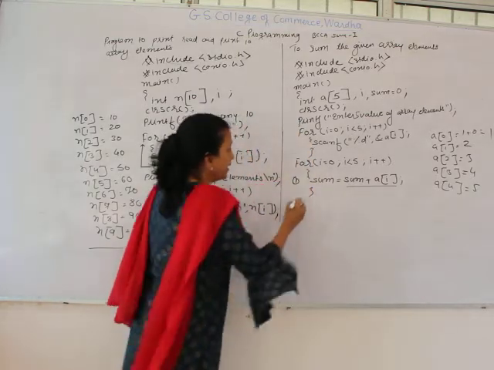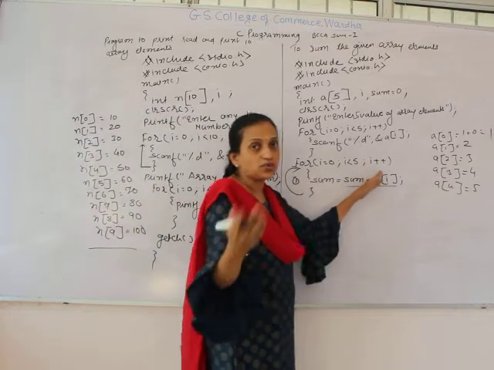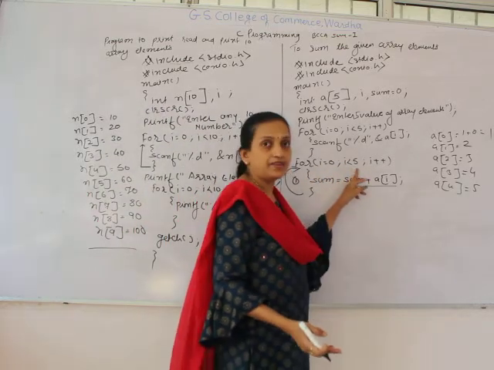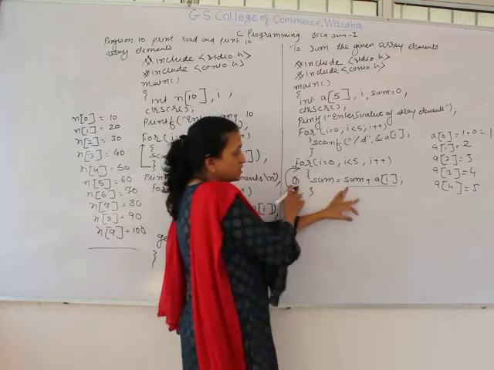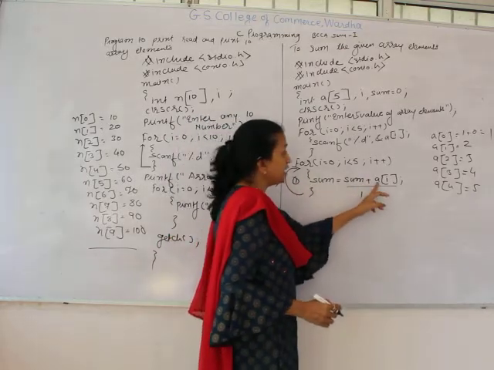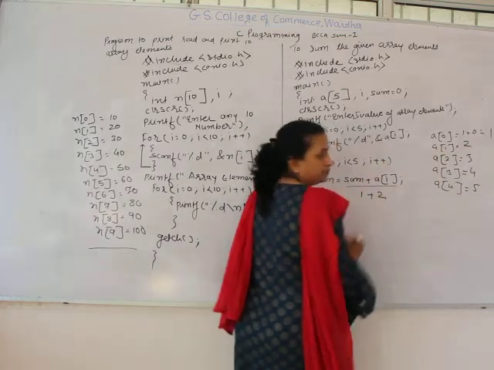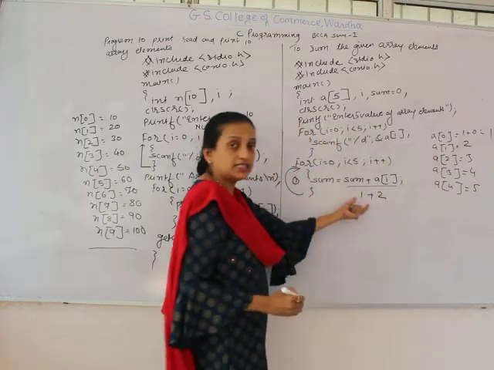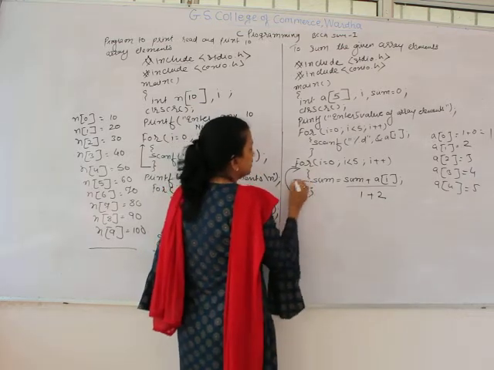Now again the controller of the program passes to check the condition with the updated value. The next value of i is 1. Is 1 less than 5? Yes, the condition is true. Now the value of sum is 1, and this time it will add a[1]. The value of a[1] is 2, so 1 plus 2, what will be the result? The result is 3, which is assigned to sum. So this time the sum is 3.